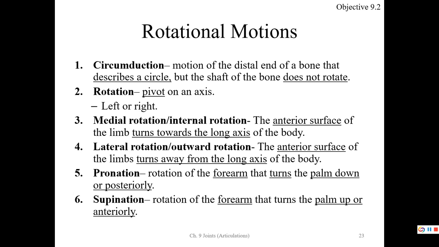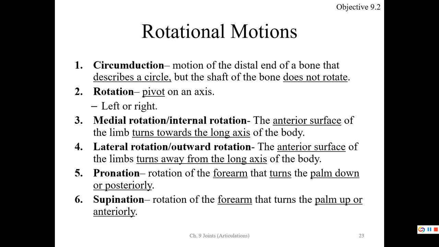Now, rotational motions. Circumduction, that's one we have. In circumduction, we move the distal end of the bone, we make a circle, but the shaft doesn't rotate. So the shaft isn't turning like a drill bit. What happens is, you have movements in the proximal end that make the distal end draw a circle in the air. But there's no rotation of the arm or the leg or the finger. Like if you take your index finger and draw a circle in the air with it, that's circumduction.